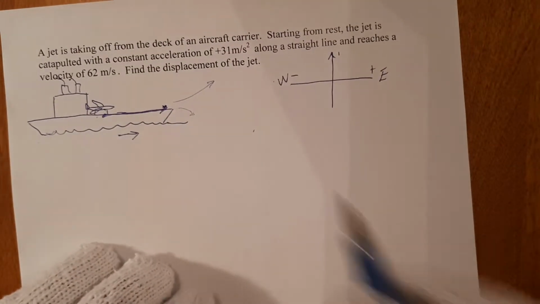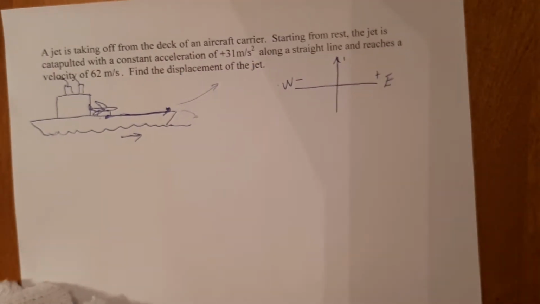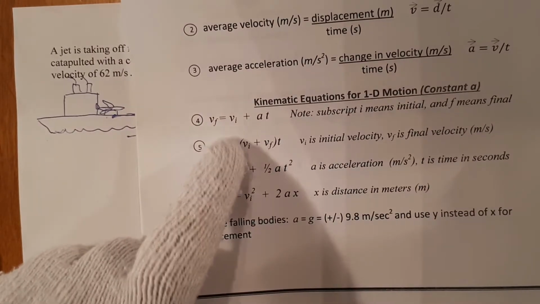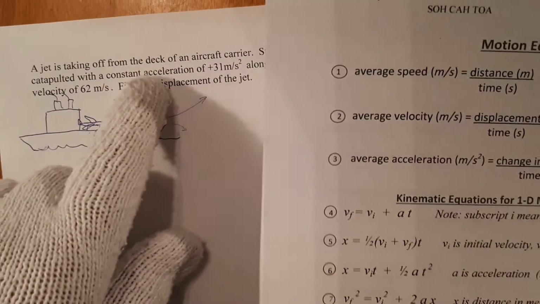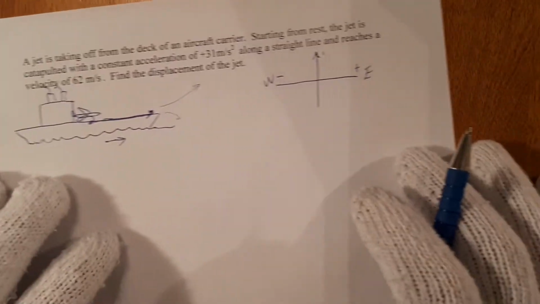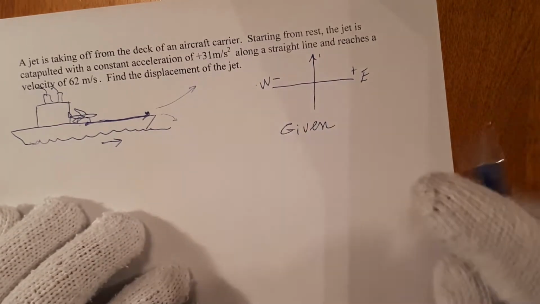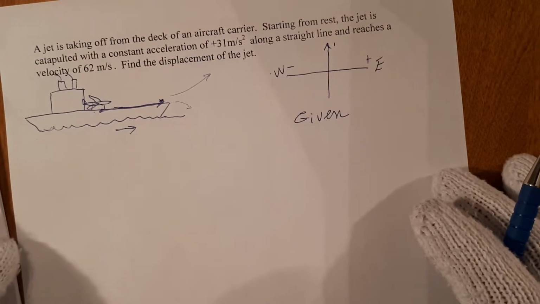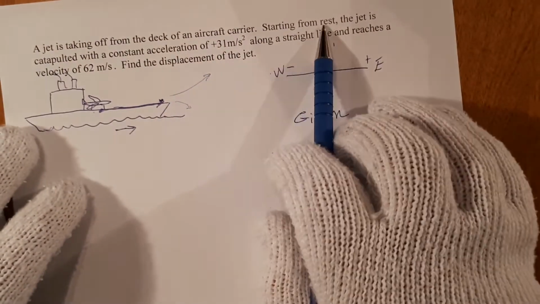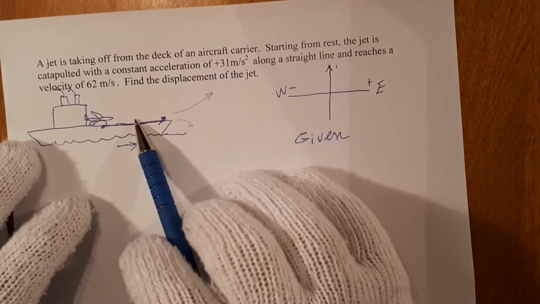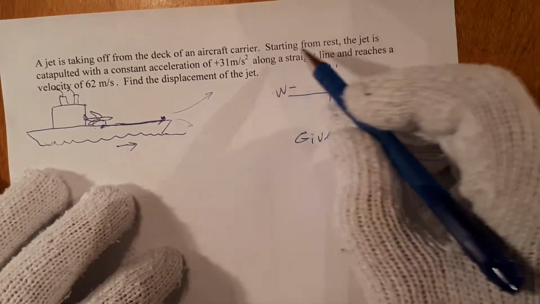Next thing we need to do is extract from this word problem what all of these variables are. We're going to extract these variables from this word problem in terms of the variables in our equations. I'm going to make a list of what is given. It says a jet is taking off from the deck of an aircraft carrier, starting from rest. Starting from rest means its initial velocity here at this location is 0. That's what starting from rest represents.